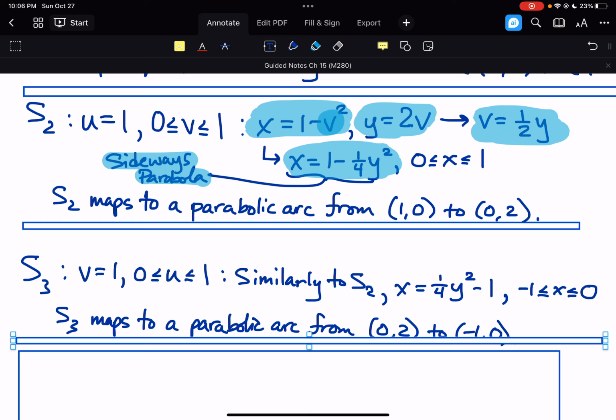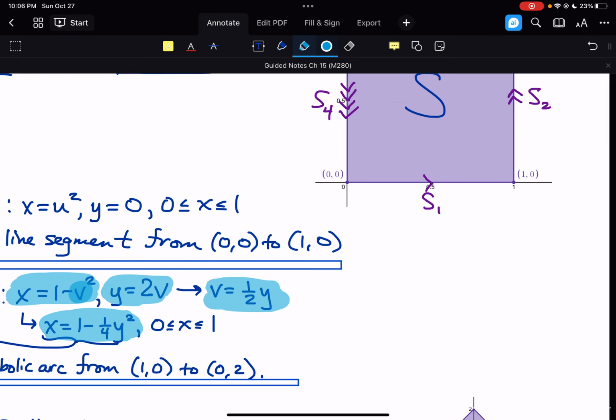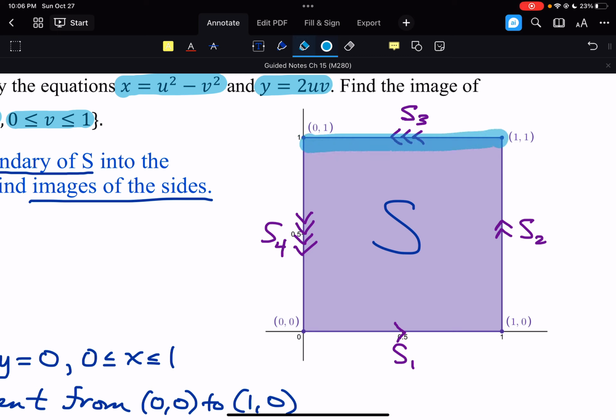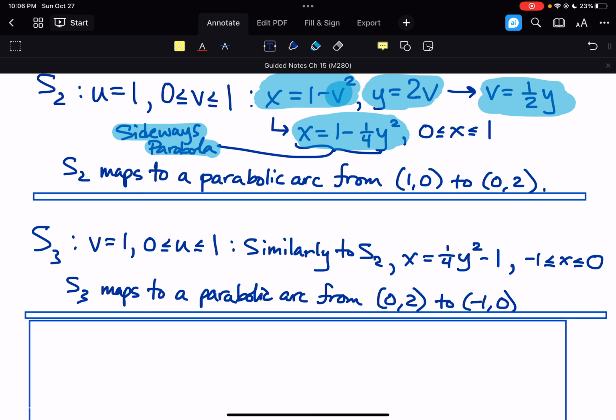Next up, S3. S3 is very similar to S2, so it's the same kind of argument, except now v is 1 because we're up here on S3. U goes from technically 0 to 1, but same kind of idea here. You can see that it's actually going from 1 to 0, but we want to put it in numerical order. So similarly, we get this equation for another sideways opening parabola with x going from -1 to 0. So S3 maps to another parabolic arc from (0, 2) to (-1, 0).